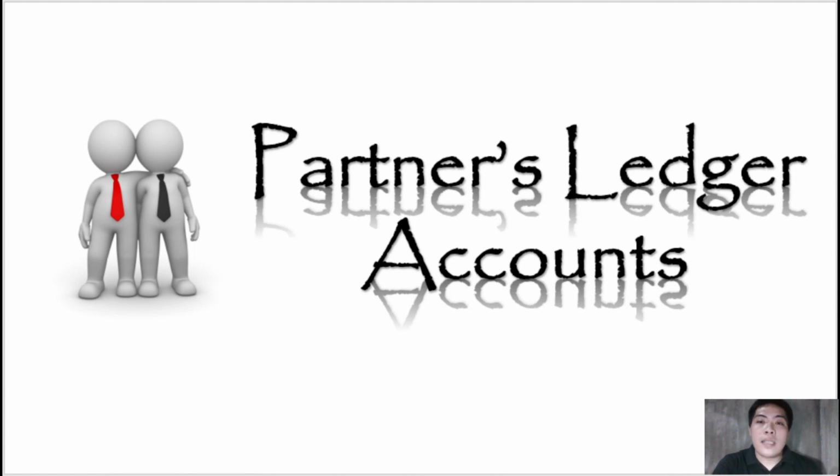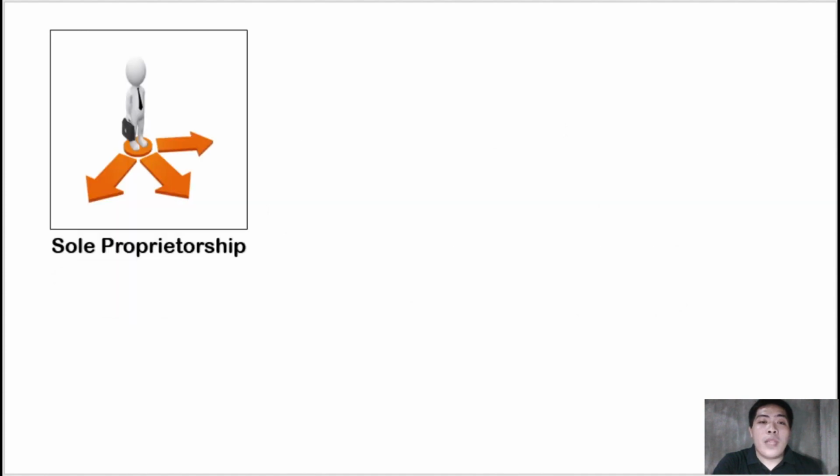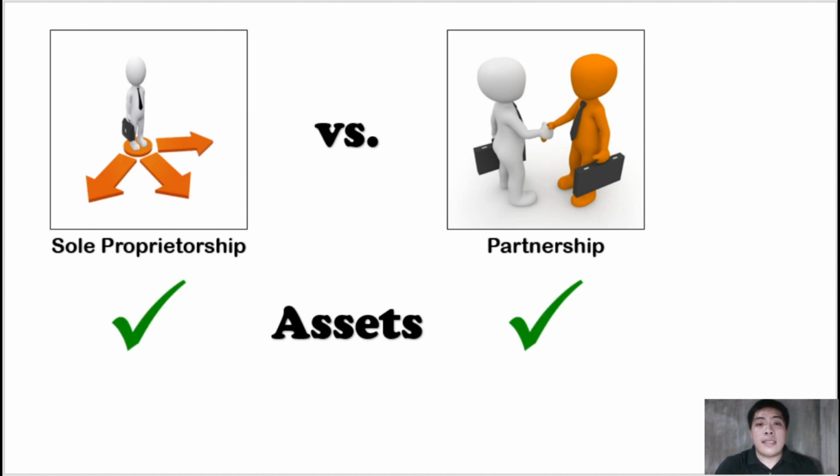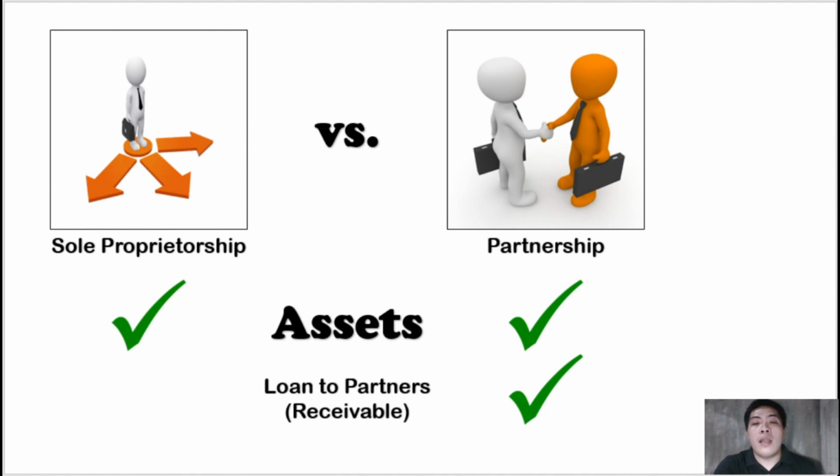But before we discuss partners ledger accounts, let us compare first sole proprietorship. I know you are familiar with sole proprietorship versus dun sa partnership. Focus natin dito una sa assets. Both business organizations have asset accounts, general assets accounts. We have cash, we have accounts receivable, we have properties, etc. Meron yung sole proprietorship, meron din yung partnership. However, yung pinaka-unique sa partnership is that it has yung loan to partners na account, which is a receivable account. Later, i-discuss ko yung loan to partners account na yan.